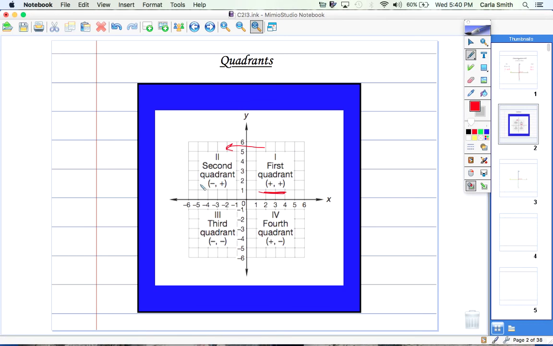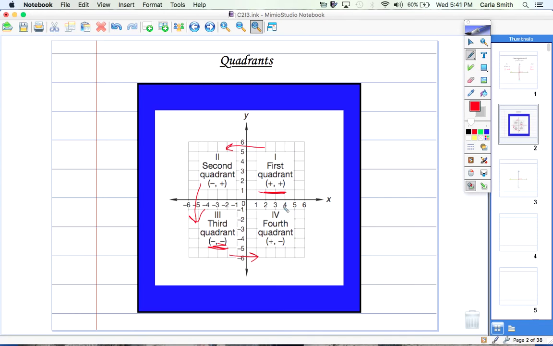From our second quadrant, we're going to move down to our third quadrant, and here in the third quadrant, both of our coordinates are going to be negative. And from our third quadrant, we go to our fourth quadrant, and in our fourth quadrant, our x values are positive and our y values are negative.